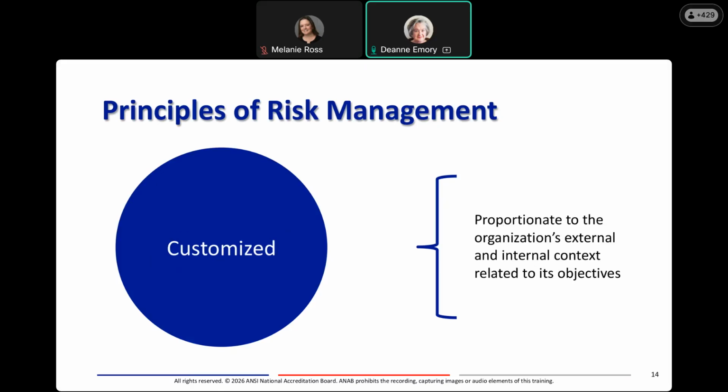The risk management framework and the processes should be customized to the organization and proportionate to the organization's external and internal context related to its objectives or goals. So ask yourself, what are the organization's goals? Once these are determined, look internally. Are there resources available to meet these goals? Then look externally. Will there be resistance or hindrances? Or is there assistance to be found outside the organization?